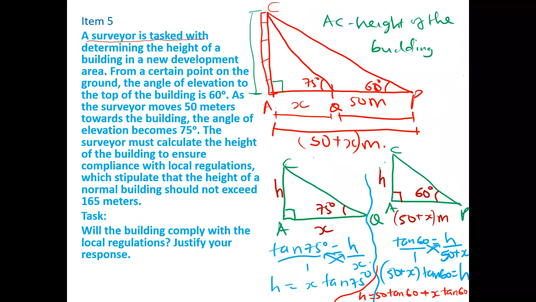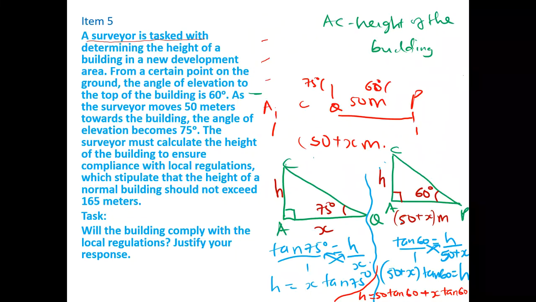Now, after having the two values of H, the two triangles AQC and triangle APC have the same height. So I'm going to equate the two values of H, because the height of the first triangle is AC, and the height of the second triangle is still AC. So the two values of H are the same. Now, allow me to take off this.